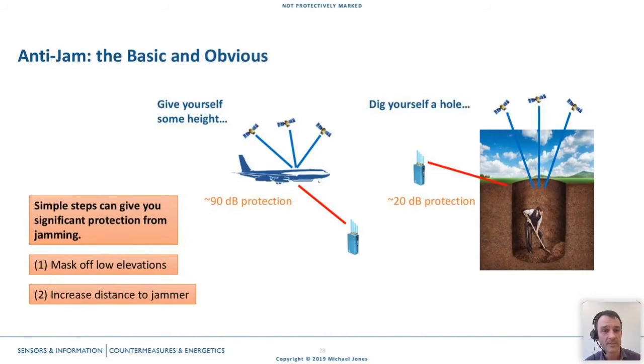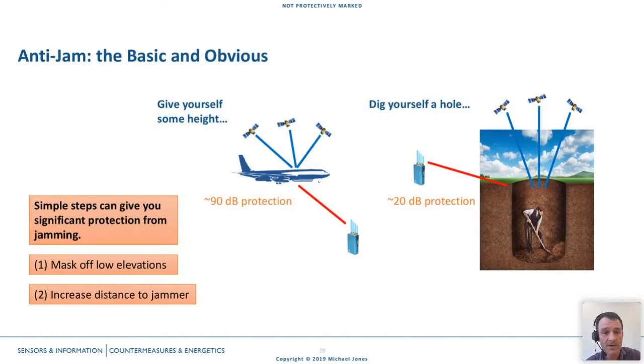Distance is your biggest friend when you're trying to protect yourself from jamming. So if you happen to be an aircraft, you can inherently get very high levels of protection, in this example about 90 dBs, just because you're at cruising altitude, which is a long way from the jammer, but also because your antenna is on the top of the aircraft, pointing at the sky and not at the jammer on the ground. So doing some simple things can often give you large amounts of protection before you need to resort to technology.